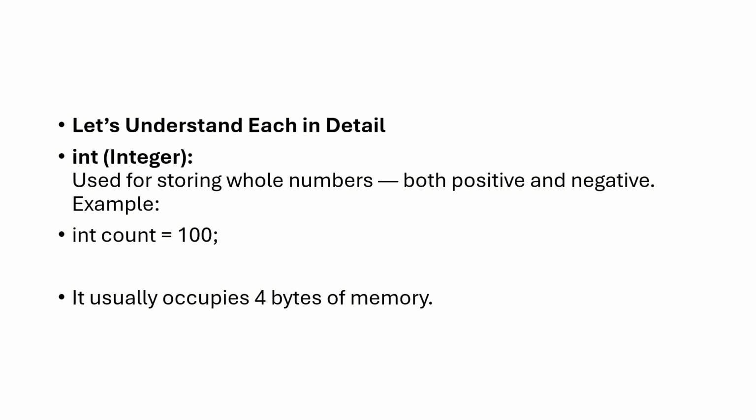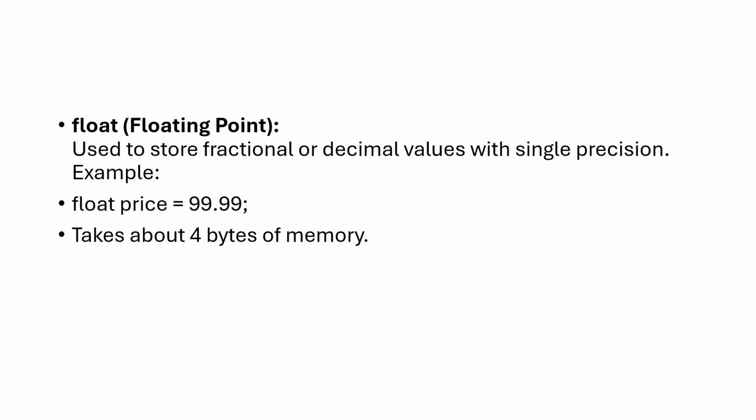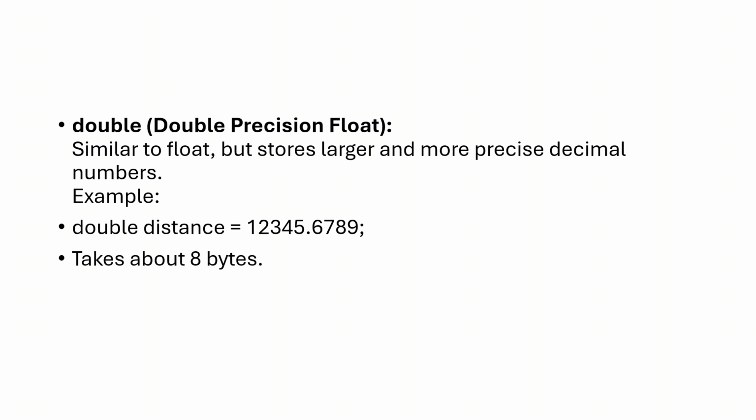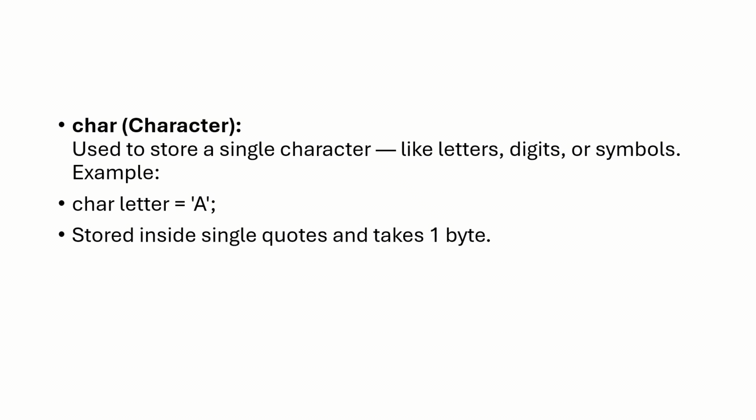Integer, used for storing whole numbers, both positive and negative. Example, int count = 100. It usually occupies 4 bytes of memory. Float, floating point, used to store fractional or decimal values with single precision. Example, float price = 99.99. Takes about 4 bytes of memory. Double precision float, similar to float but stores larger and more precise decimal numbers. Example, double distance = 12345.6789. Takes about 8 bytes.